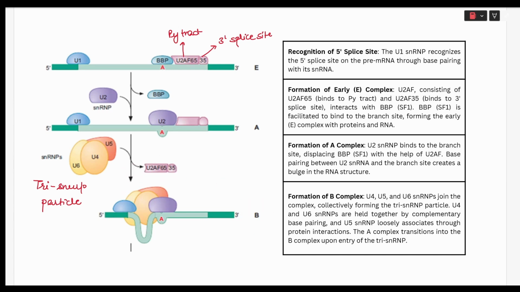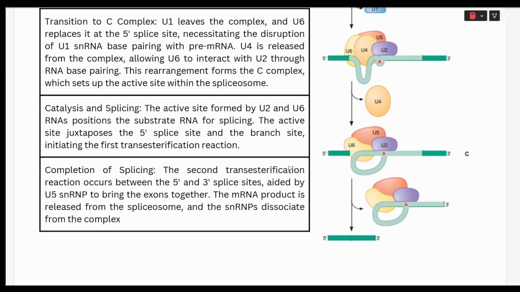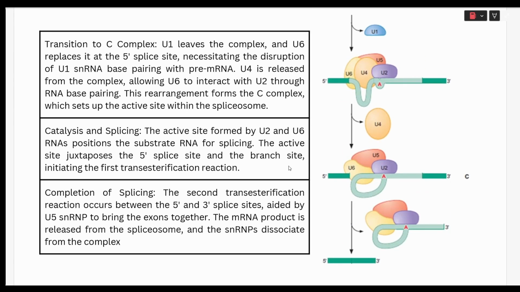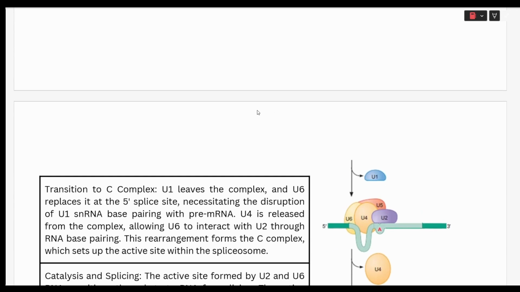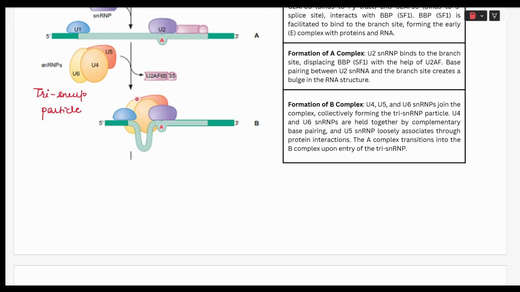Now, E means early. After that, we are just going A, B, and now C. Okay, so let's move them to the C complex. There are a number of steps that we need to take care of here. What happens is that we are going to first replace this U1. The U1 is gone. It is replaced, as you can see here. Just take a close look here, right? The U6 and the U1 are both present in close proximity of the 5' splicing site.